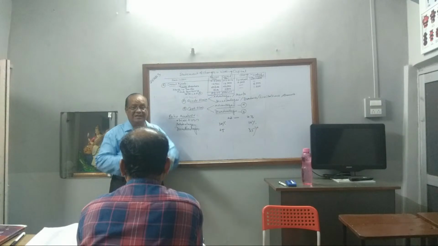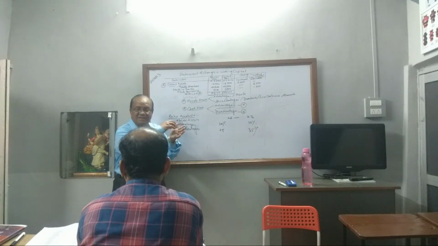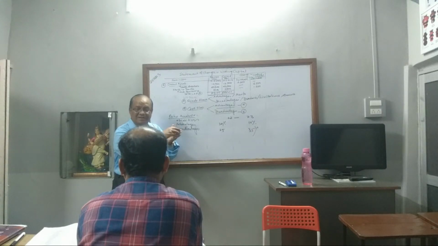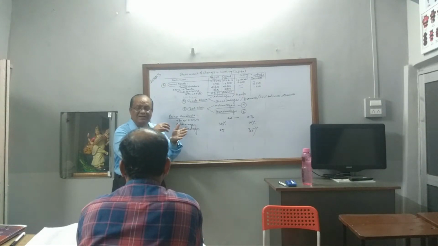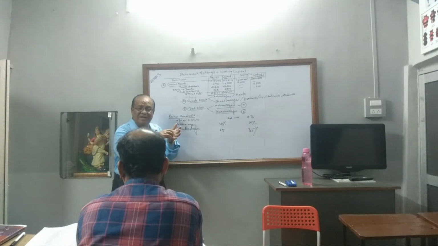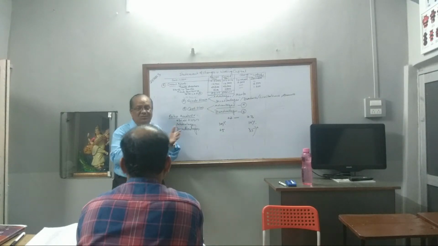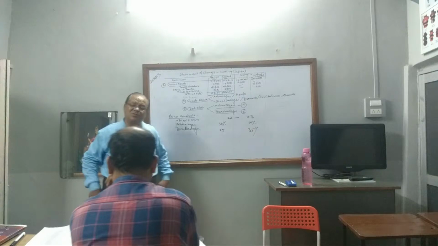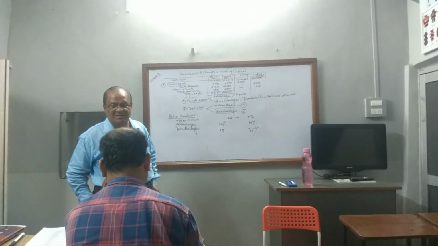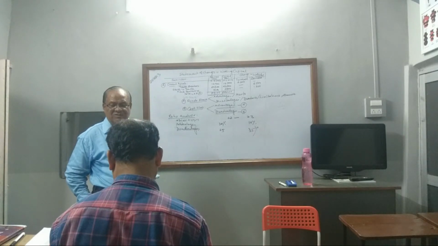Liquid ratio is liquid assets upon liquid liabilities. Liquid assets are current assets minus stock minus prepayments. Liquid liabilities are current liabilities minus bank overdraft. Then it is always 1:1. Current ratio 2:1, liquid ratio 1:1.